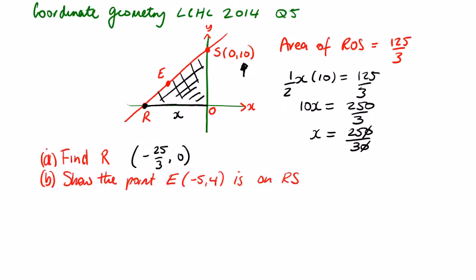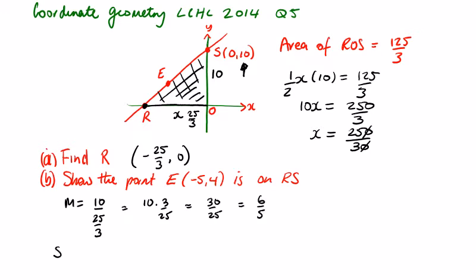In part B, we're asked to show that the point E, minus 5, 4, is on RS. You can get the slope of this line. 10 is the rise and 25 over 3 is the run. So we can see that it's a positive slope, so we don't need to use the equation for slope. The rise is 10 and the run is 25 over 3. So that's equal to 10 times 3 over 25, 30 over 25, which is 6 over 5.